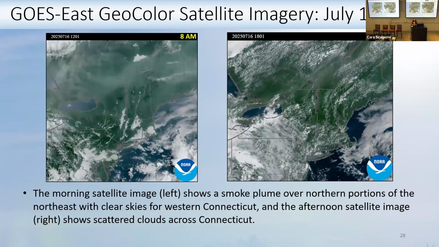And then we look at the satellite images to evaluate the cloud cover. So I really like the morning satellite imagery here because you can see that smoke plume to the north of us with sunny skies for Western Connecticut. And then later in the day, about 2 p.m., that's kind of when the ozone formation was halting and it was more transport taking over. And we can see scattered skies across the state.